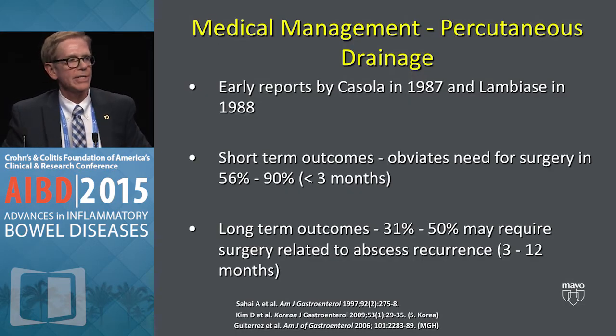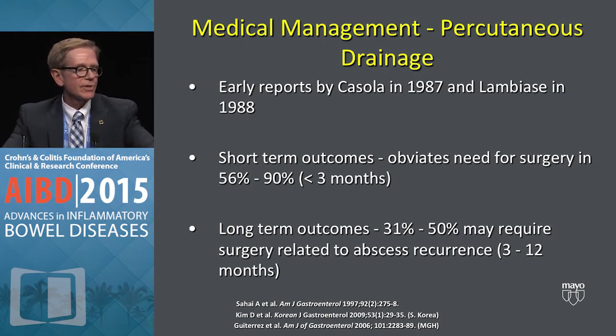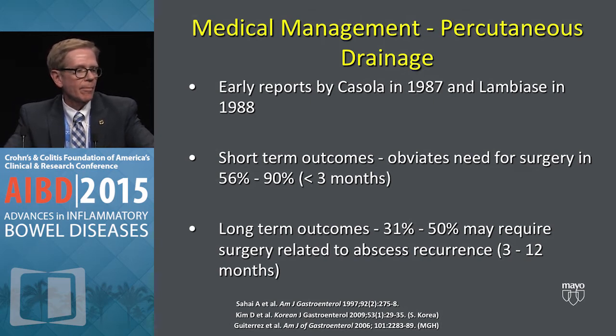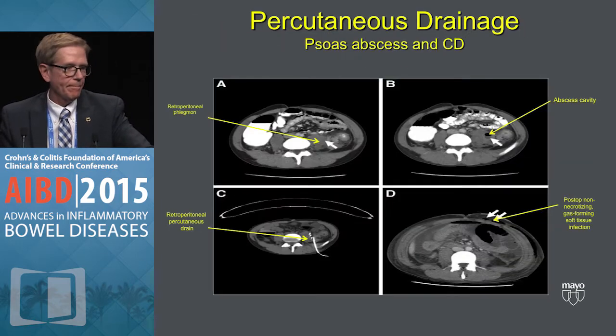So what about percutaneous drainage? Its early reports were in the late 80s, and the short-term outcomes were pretty good. It obviated the need for surgery in up to nearly 100% of patients over the first 3 months of the abscess presence. But longer-term outcomes were worse, that in the following year, fully 50% of patients may require surgery related to the abscess coming back.